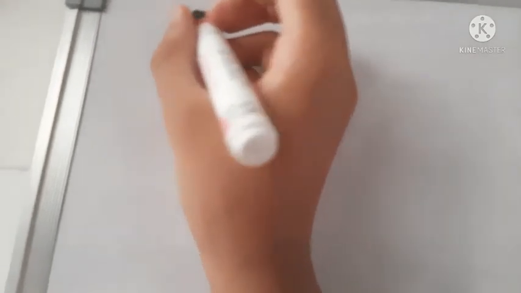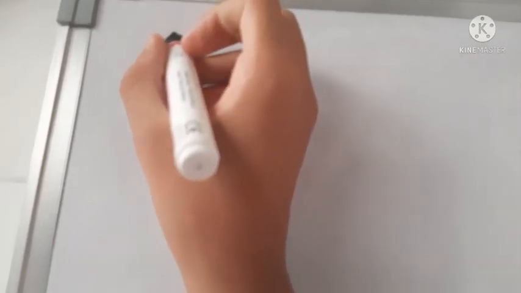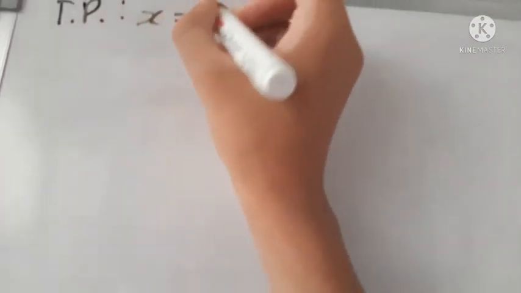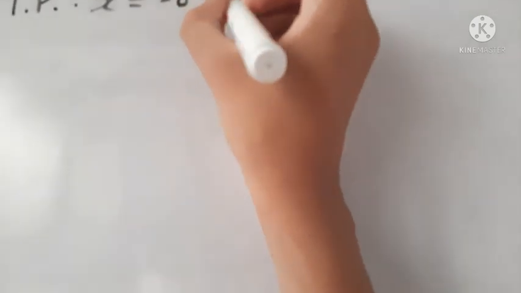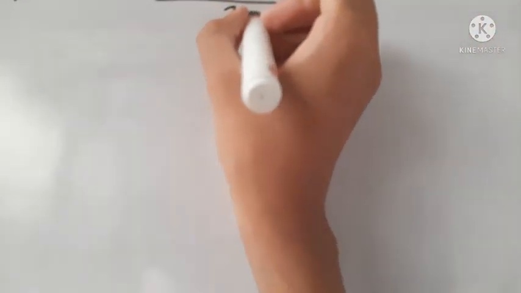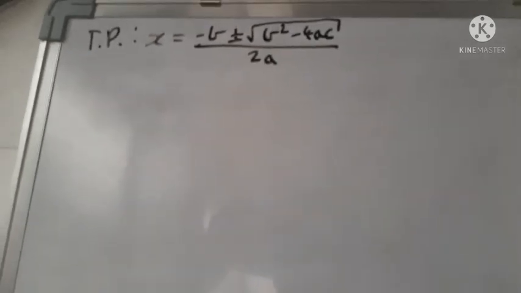So yeah, I had some things for quadratic equations planned up, so I thought maybe I should prove it first. The quadratic formula specifically. So we're proving the quadratic formula. Let's write our to prove that x is equal to minus b plus or minus the square root of b squared minus 4ac upon 2a. Now this is our to prove.